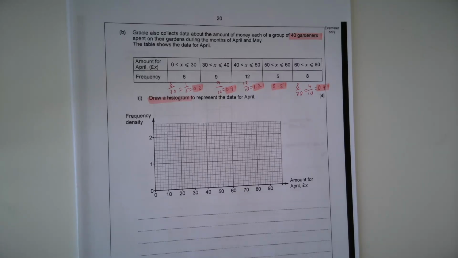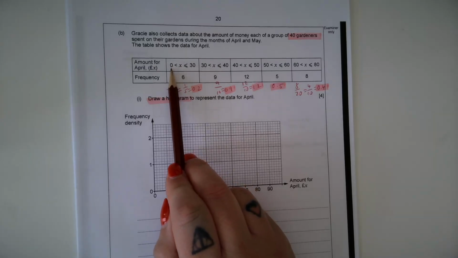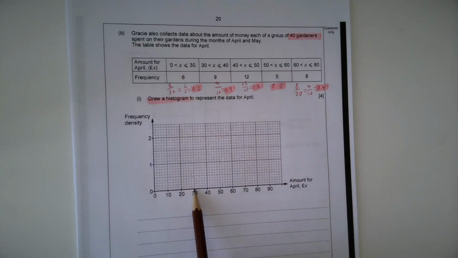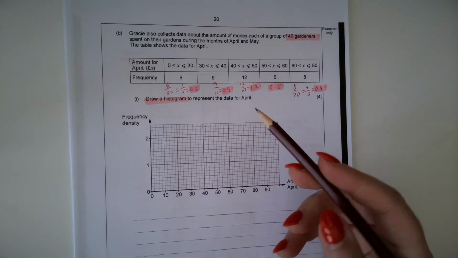Now a histogram has bars. There are no gaps between the bars because it's continuous data. So we're going to draw those bars now. So the first bar is going to have a width of 0 to 30. So from 0 to 30 is going to be the width of our bar, and it's going to go up to 0.2 on our frequency density scale.